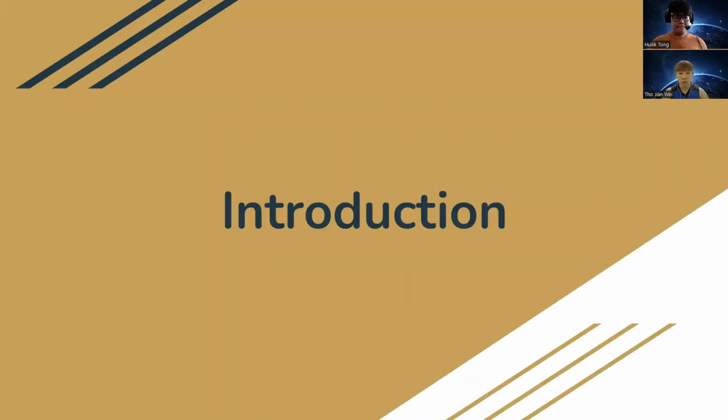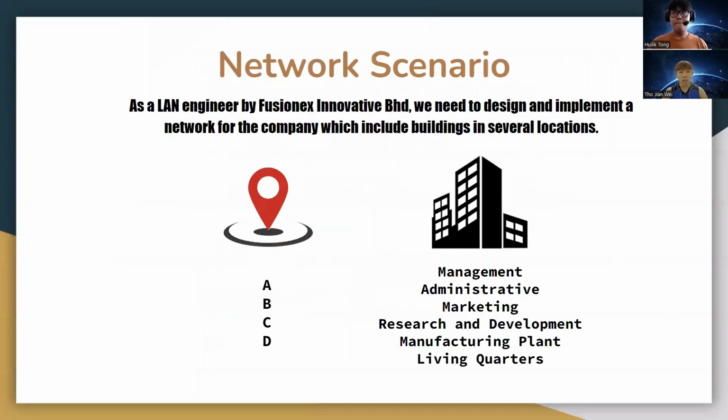The introduction of our assignment: as a LAN engineer for a Phoenix Innovative company, we need to design and implement a network for the company. For example, there are location A, location B, location C, and location D. Location A has the management department, administrative department, and marketing department. Location B is the research and development department, location C is the manufacturing plant department, and the last one, location D, is the living quarters department.